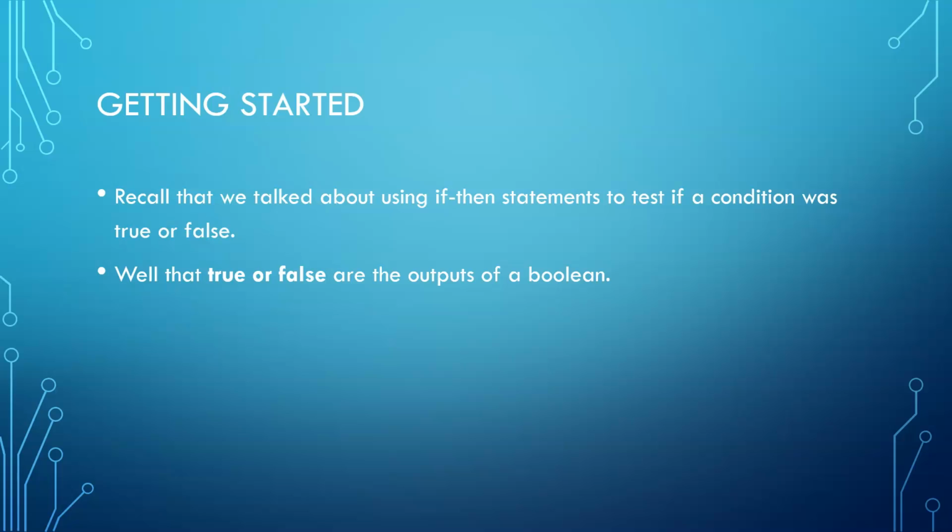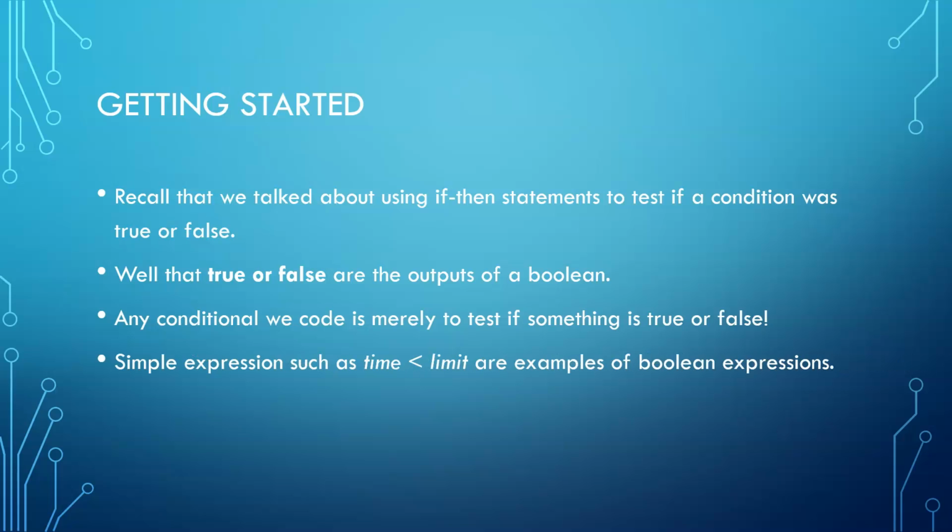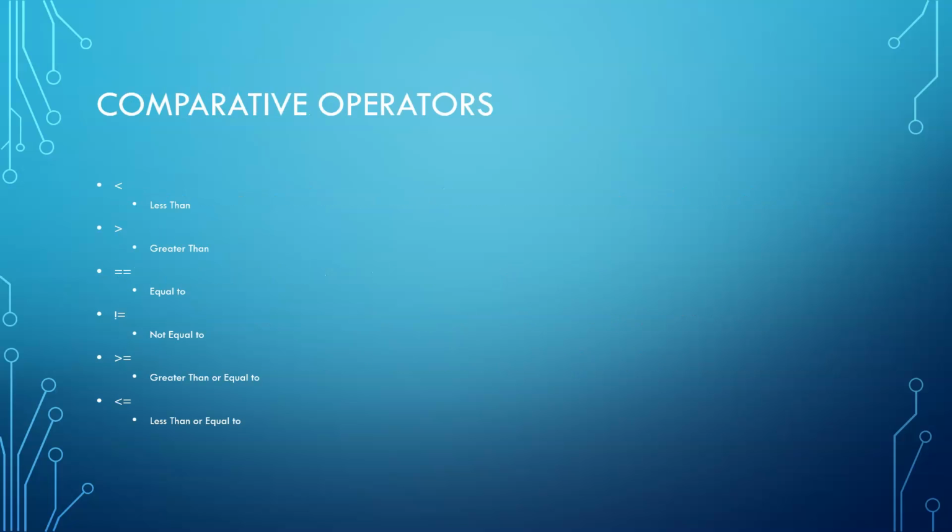Remember, we've talked about different types. We talked about ints, doubles, chars, all that stuff. Boolean is a type that simply just means true or false. Now, any conditional code we write is simply to test something, whether it's true or whether it's false. Ultimately, that's the purpose of it. So a simple expression such as time is less than limit is an example of a Boolean expression.